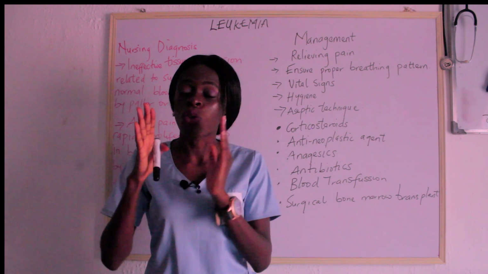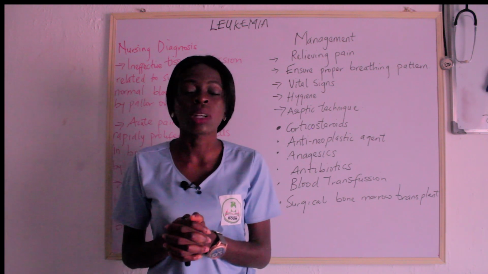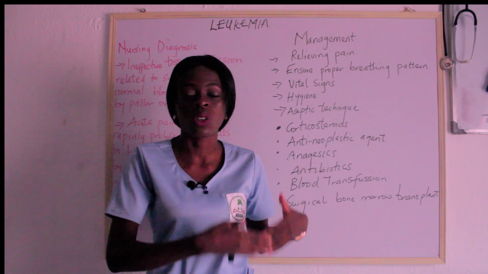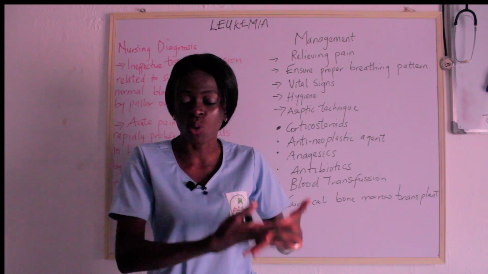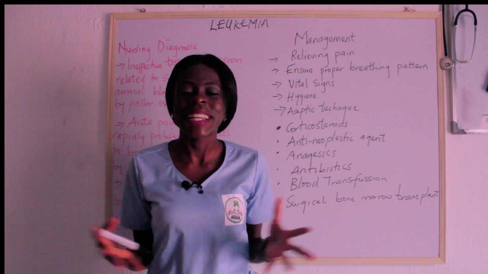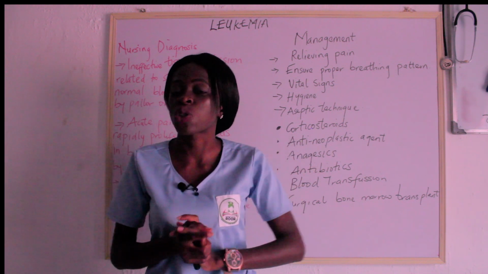So the prognosis of chronic leukemia is actually poor, but acute leukemia can be treated with some medications. As time goes on, the patient bounces back to normal. But with chronic leukemia, you have to just manage and control the signs and symptoms you are seeing.